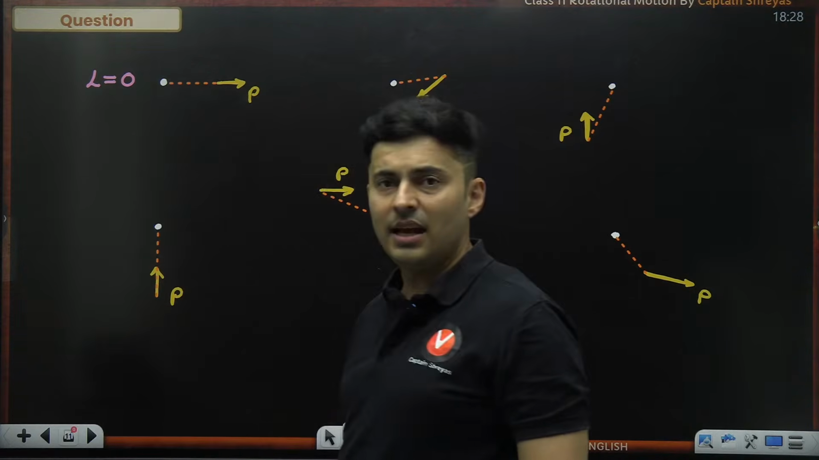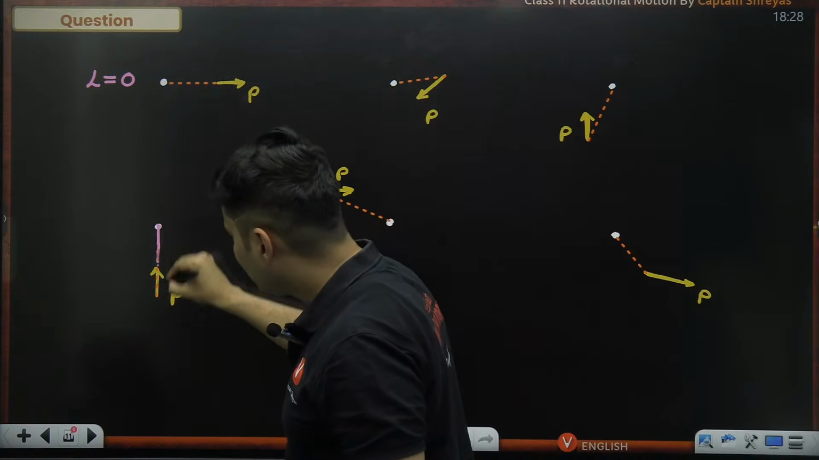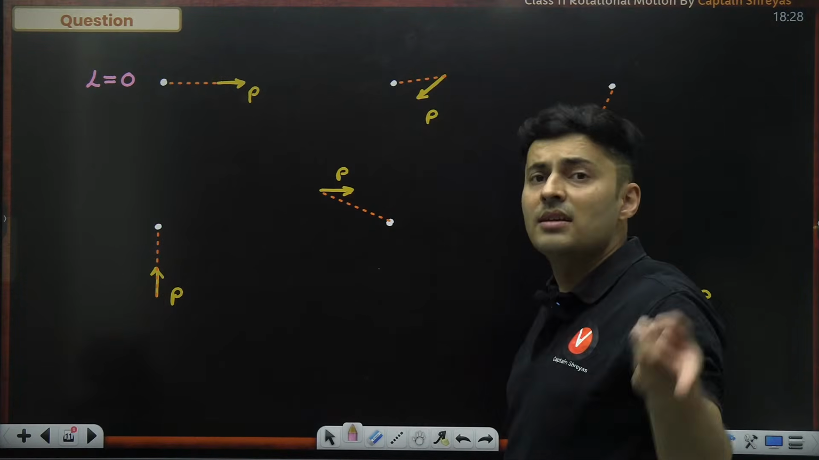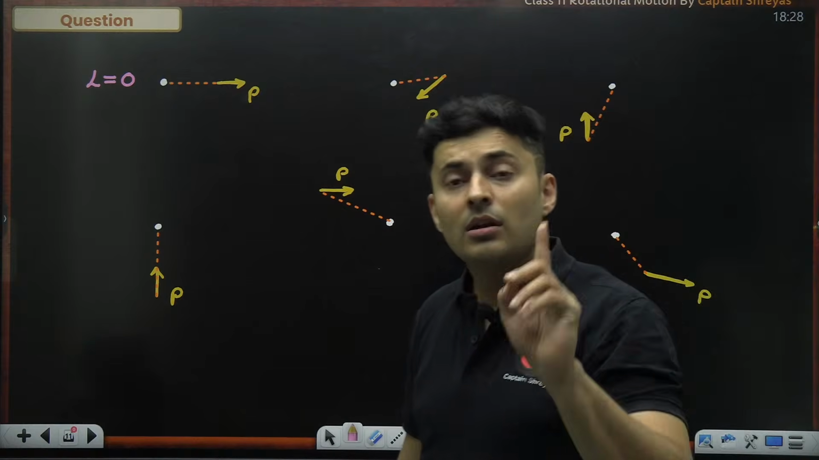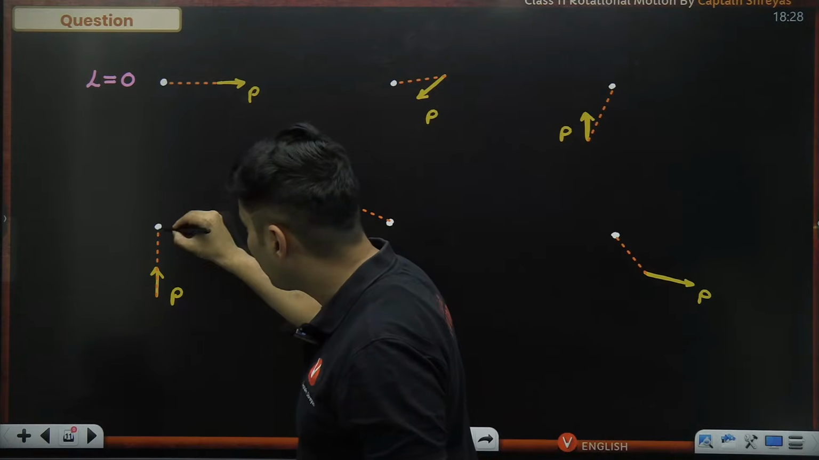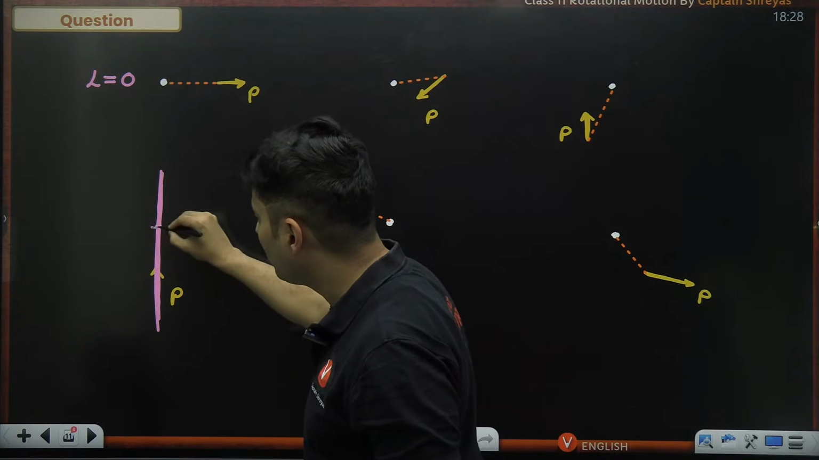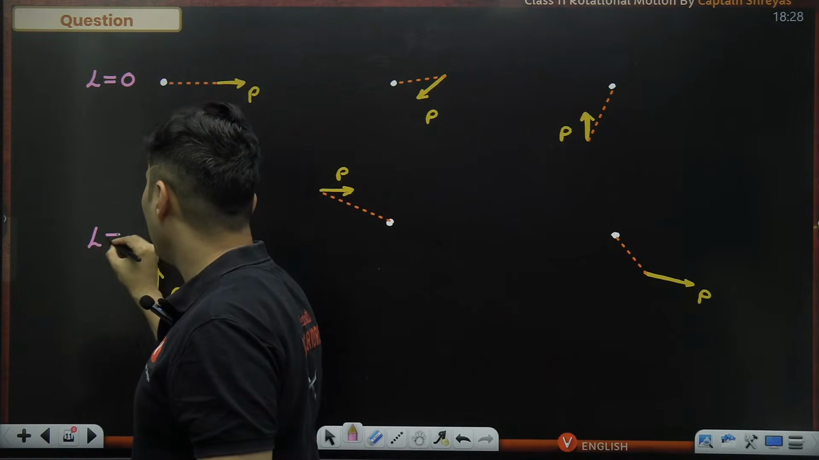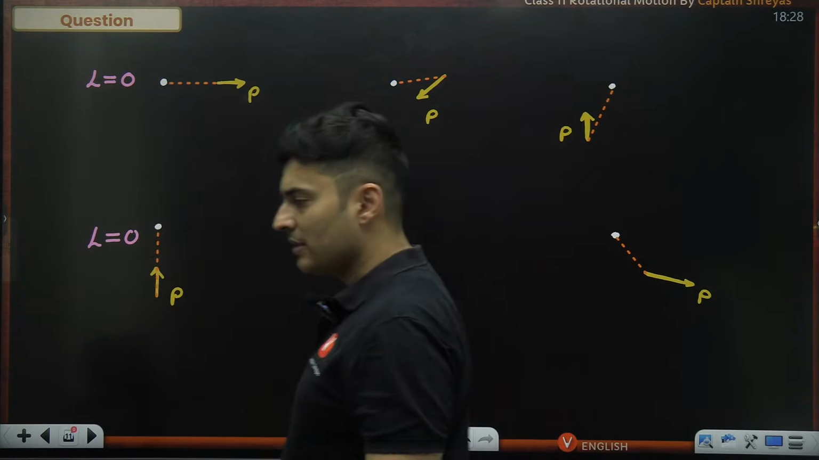In the second scenario, the r vector is like this, momentum vector is like this, angle is 180, sine 180 is also zero. Not just that, whenever you draw a perpendicular on the line of momentum, it will be zero distance. So angular momentum is absolutely zero.